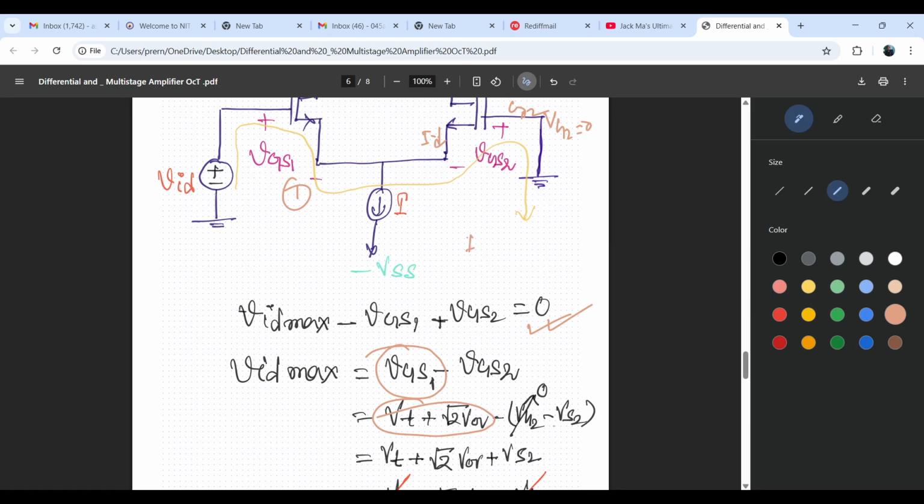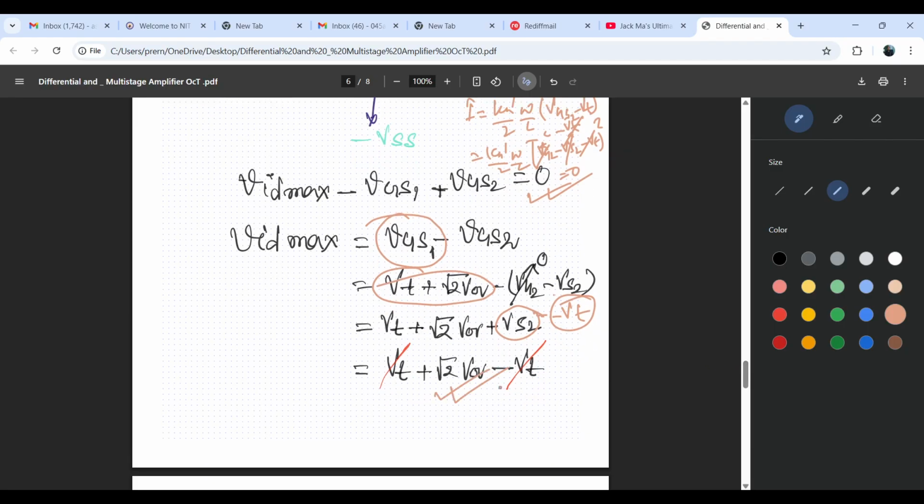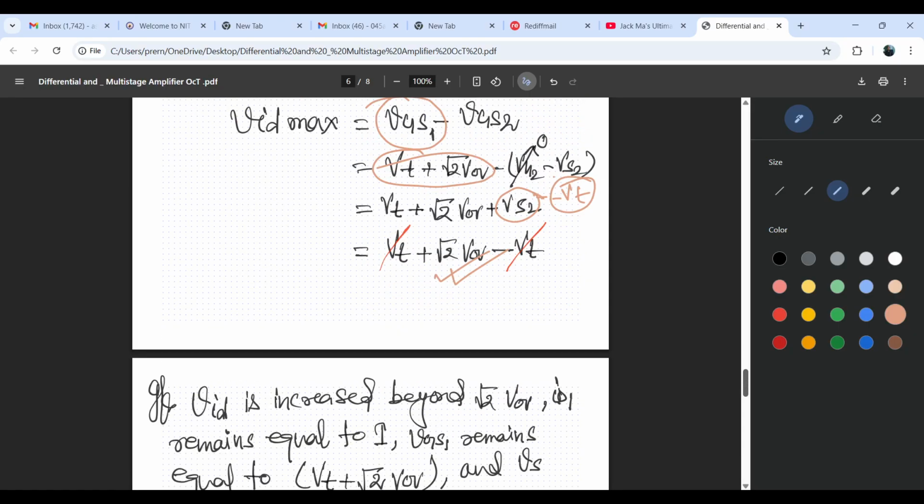So the expression of the current will be what? K n' by 2 W by L times VGS2 minus Vt whole square. Here VG2 is 0, so VG2 minus Vs minus Vt equals 0. So if we make Vs equal to minus Vt, the terms cancel, and VG2 is grounded so its value is 0. So the Vs value will be minus Vt. So the value becomes root 2 times VOV. So the maximum value will be root 2 times VOV.